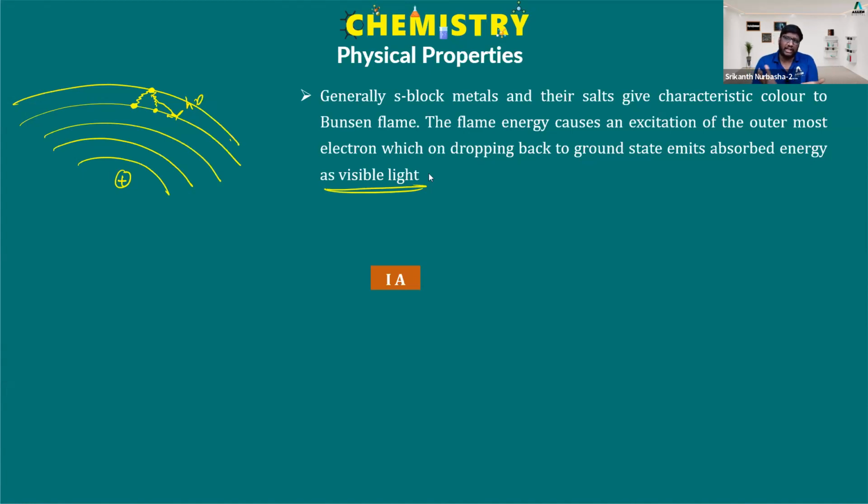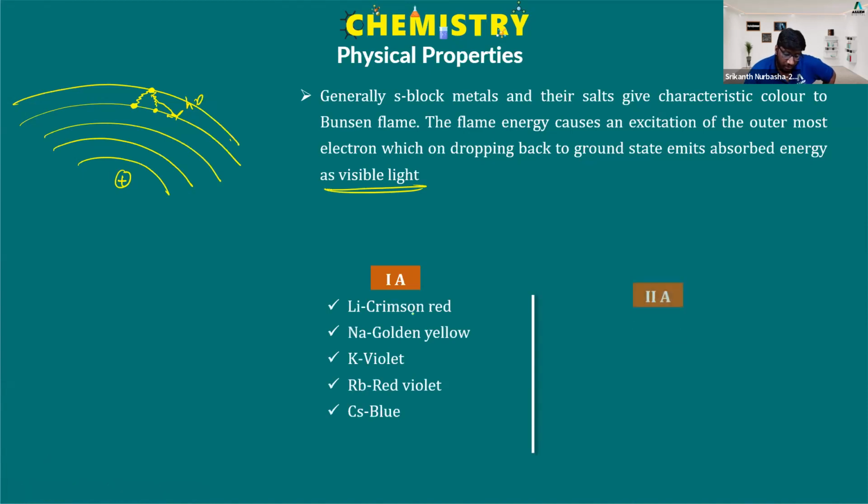You are just heating the respective atom. What happened? The electron will take the energy from the heat and go to the higher energy state. Is it stable in the higher energy state? No. It wants to come back to the lower energy state. If it comes to the lower energy state, again it has to release the absorbed energy, and that will be released in the form of some light.